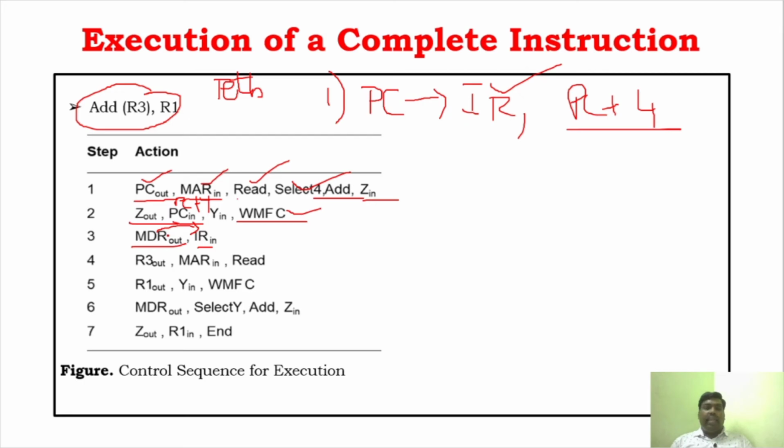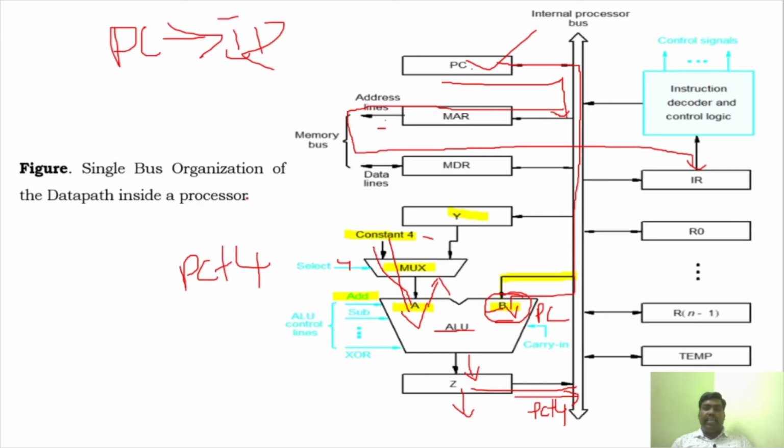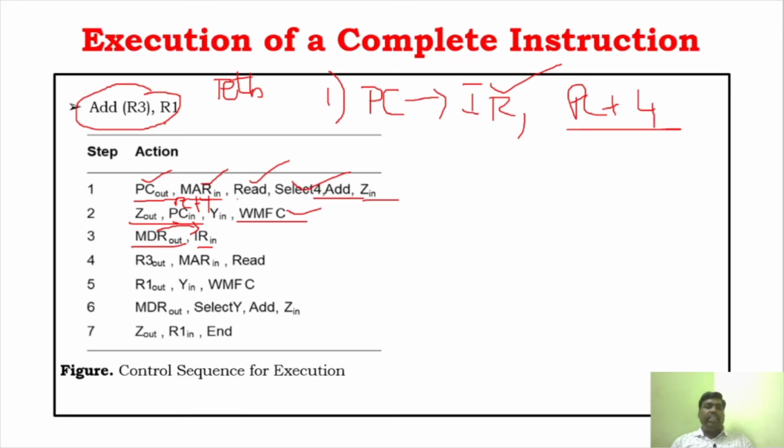This PC plus 4 will go to Y in, that is for the next instruction. You can see here from PC it can reach Y. That is for the next one. For this particular operation this is not needed, but generally from PC it will go to the next instruction. Clear?